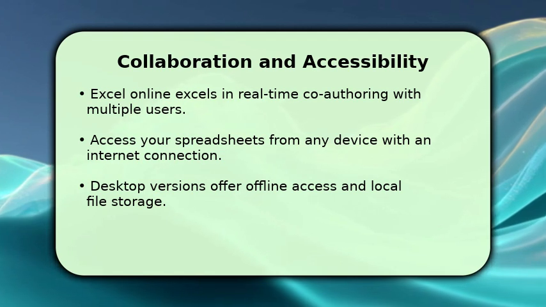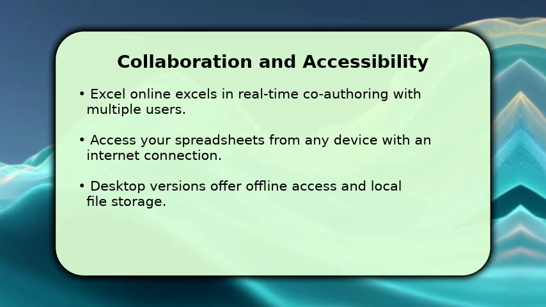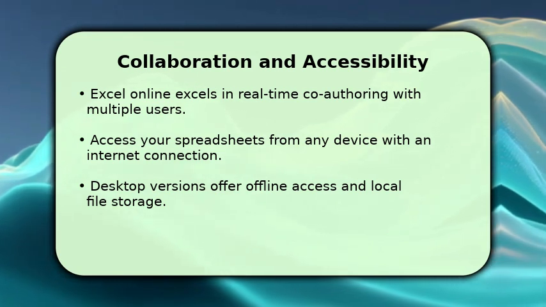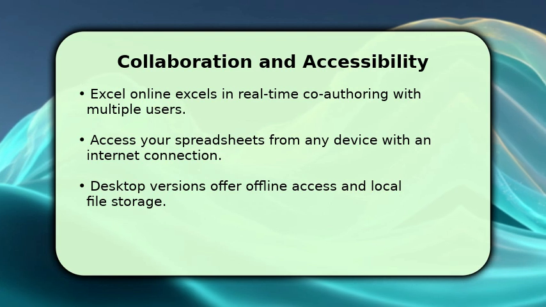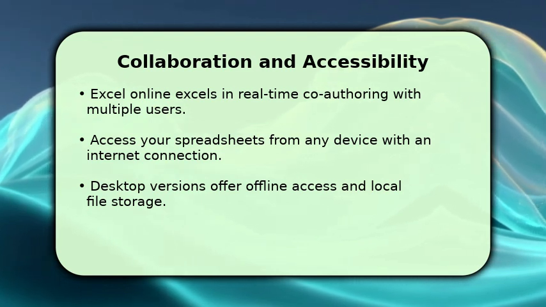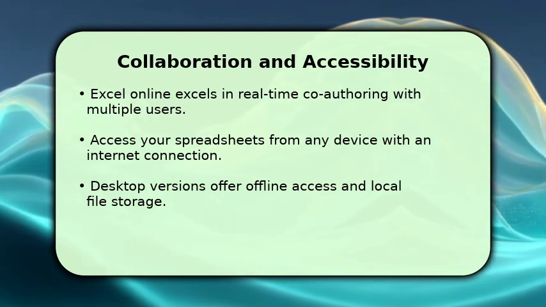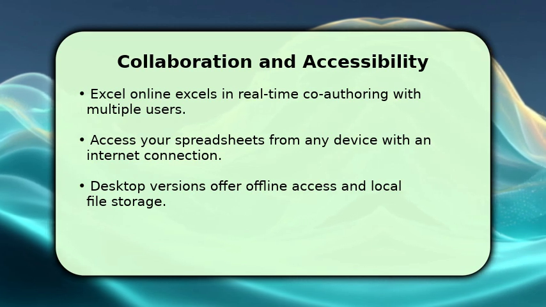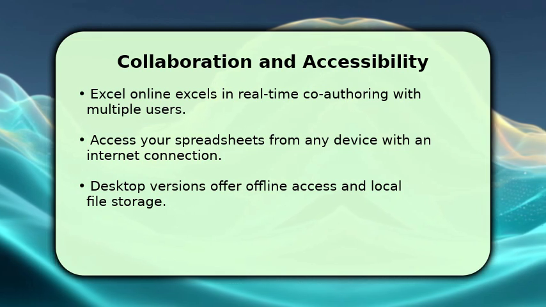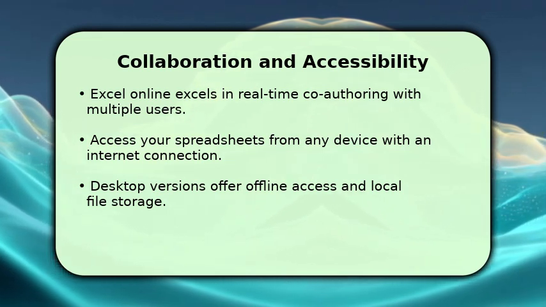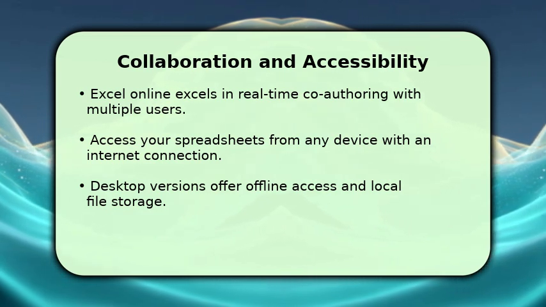For collaboration and accessibility, Excel Online often takes the lead. It allows multiple users to co-author a single document in real time, seeing each other's changes instantly. This browser-based access means you can open and edit your spreadsheets from virtually any device with an internet connection, without needing to install software. While the desktop version provides robust offline access and local file storage, the online platform simplifies sharing and version control, making it ideal for team projects and remote work. Both offer unique advantages depending on your workflow.